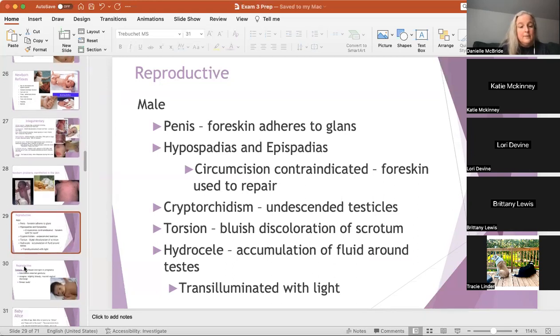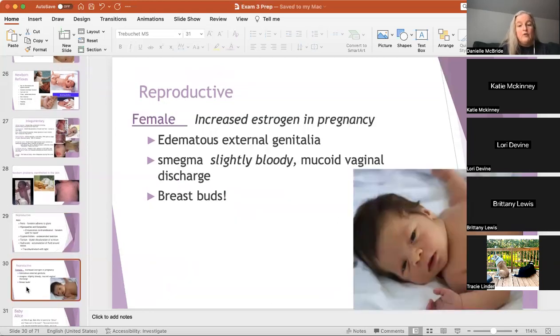For our little girls, they might have breast buds. They might have some bloody mucousy discharge from their vagina. And their labia might be edematous. And these are all just related to mom's hormones.